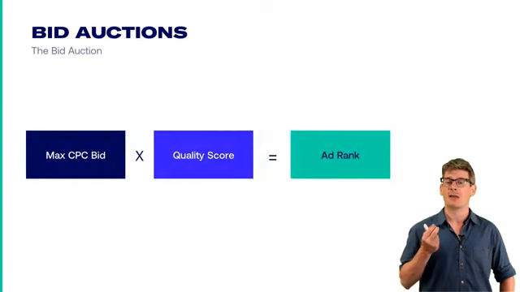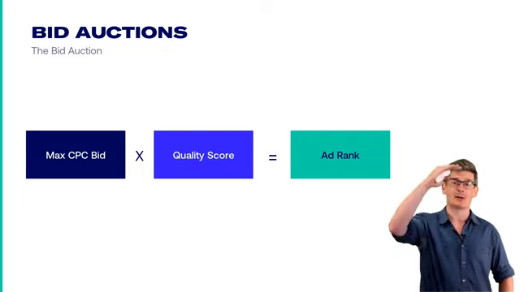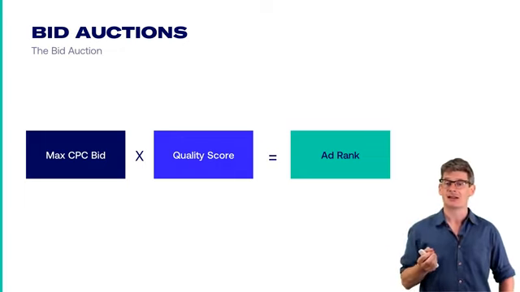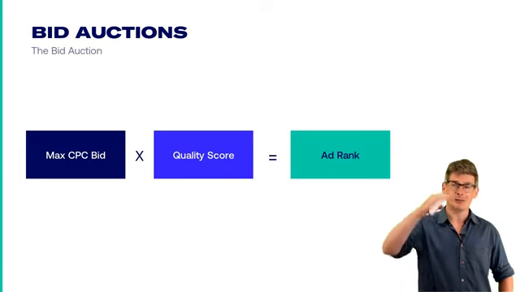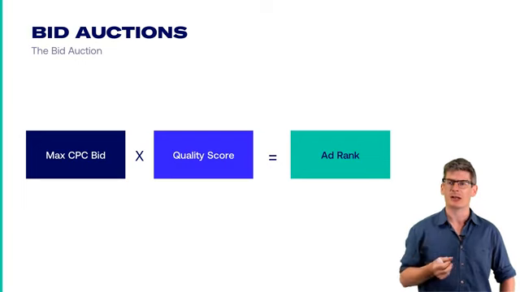One of the key drivers of how much you will pay is your position on the page, whether you're top of the page or in the middle or wherever. This is decided using a metric called ad rank. Your ad rank is decided by your max CPC bid, so the maximum you're willing to pay, multiplied by your quality score. That will determine where you actually sit on the page compared to your competitors.